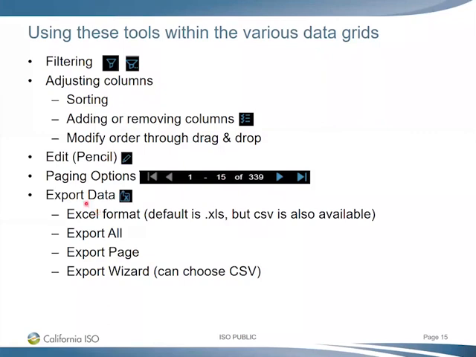The export data defaults to Excel format. The default download is going to be in XLS, but you can also do CSV by using the export wizard. When you use the export wizard within this function, we'll show you what that looks like. That will give you the option to choose a CSV file if that's what you need, okay?